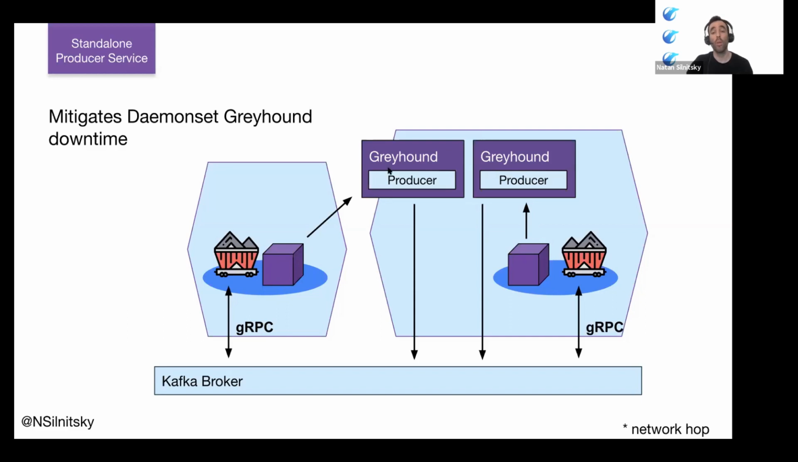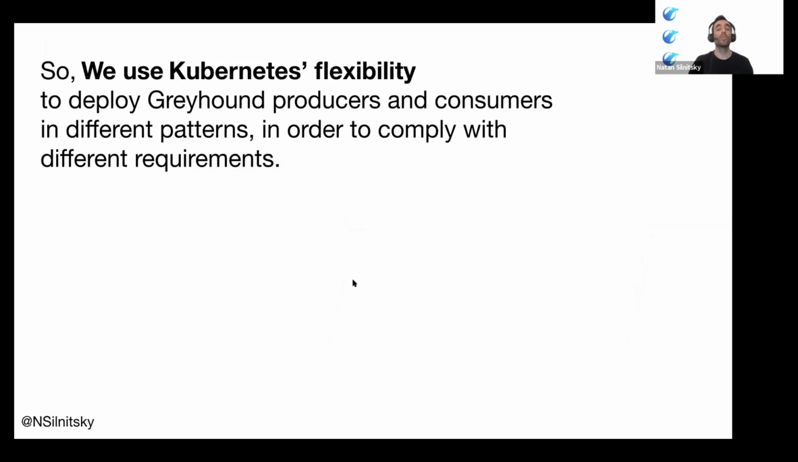Now, there is an additional network hop when you use the Greyhound producer service instead of actually doing a gRPC call inside the host. But because this is inside the same data center, it's usually very, very fast, a few milliseconds to get to a different Kubernetes host inside a data center. So it's pretty negligible. So to summarize, we use Kubernetes flexibility to deploy Greyhound producers and consumers in different patterns in order to comply with different requirements and constraints, like production costs and the need for resilience and how Kubernetes works and stuff like that.